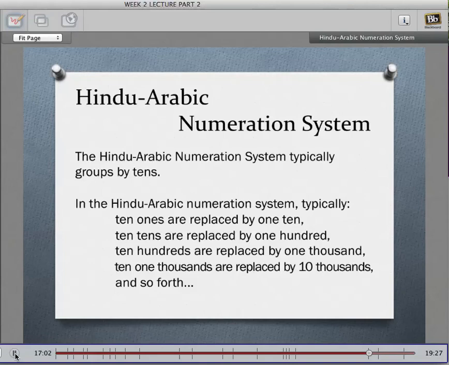And just to reiterate a few things, the system typically groups by tens. Our numeration system, if we use base 10, groups by tens. You know how 10 ones are replaced by a 10. We never put 10 in the ones column. We put a 0 and a 1 in the tens. Same is true for hundreds, thousands, and 10,000s, and any number beyond.